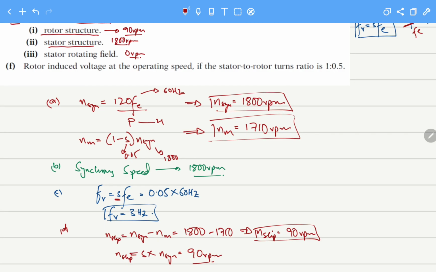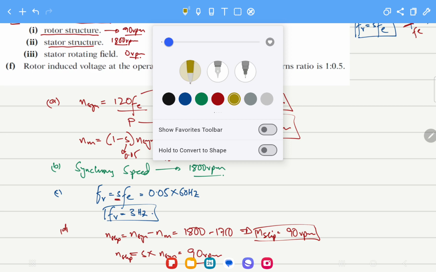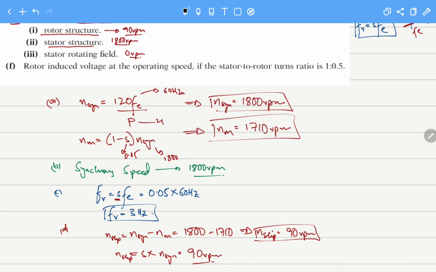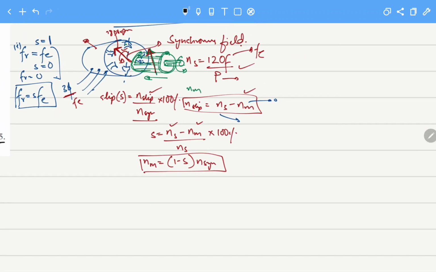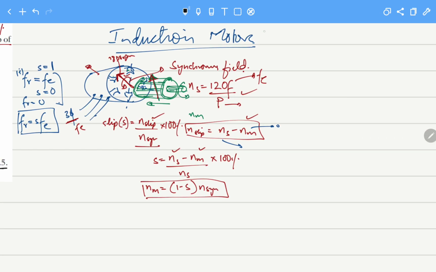The last part asks what is the rotor induced voltage at the operating speed. How much voltage is induced in the rotor when it is rotating at the operating speed, and there is this concept of a turns ratio. This is a very important concept. Induction motors are also known as rotating transformers.